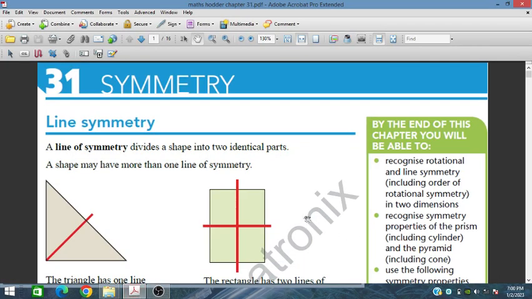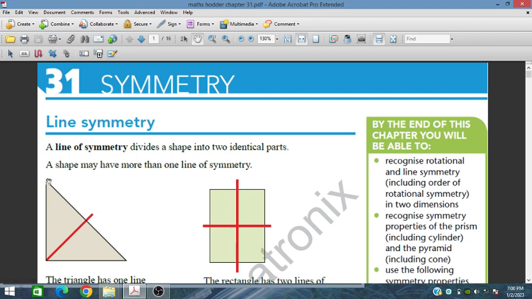Bismillahirrahmanirrahim. In this session, we will discuss symmetry for O-level and IGCSE students under the subject of mathematics. And here we have line symmetry. A line of symmetry divides a shape into two identical parts.